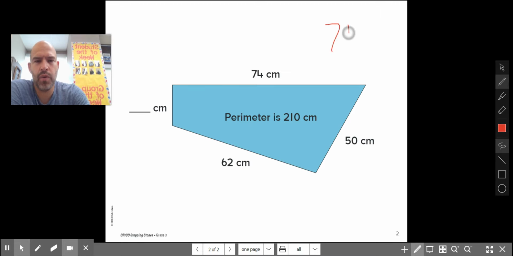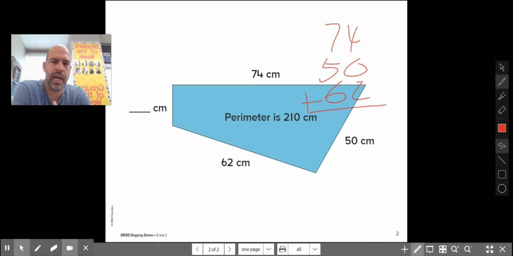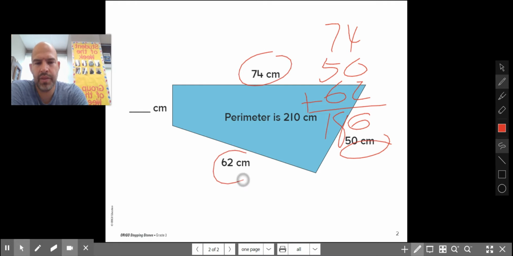So we're going to go 74 plus 50 plus 62. All right, add our ones using standard addition algorithm. 4 ones plus 2 ones equals 6 ones plus 0 is still 6 ones. And then 7 tens plus 5 tens is 12 tens plus 6 tens equals 18 tens. All right, so we know that the 3 sides are equal to 186. We know the total perimeter is 210.